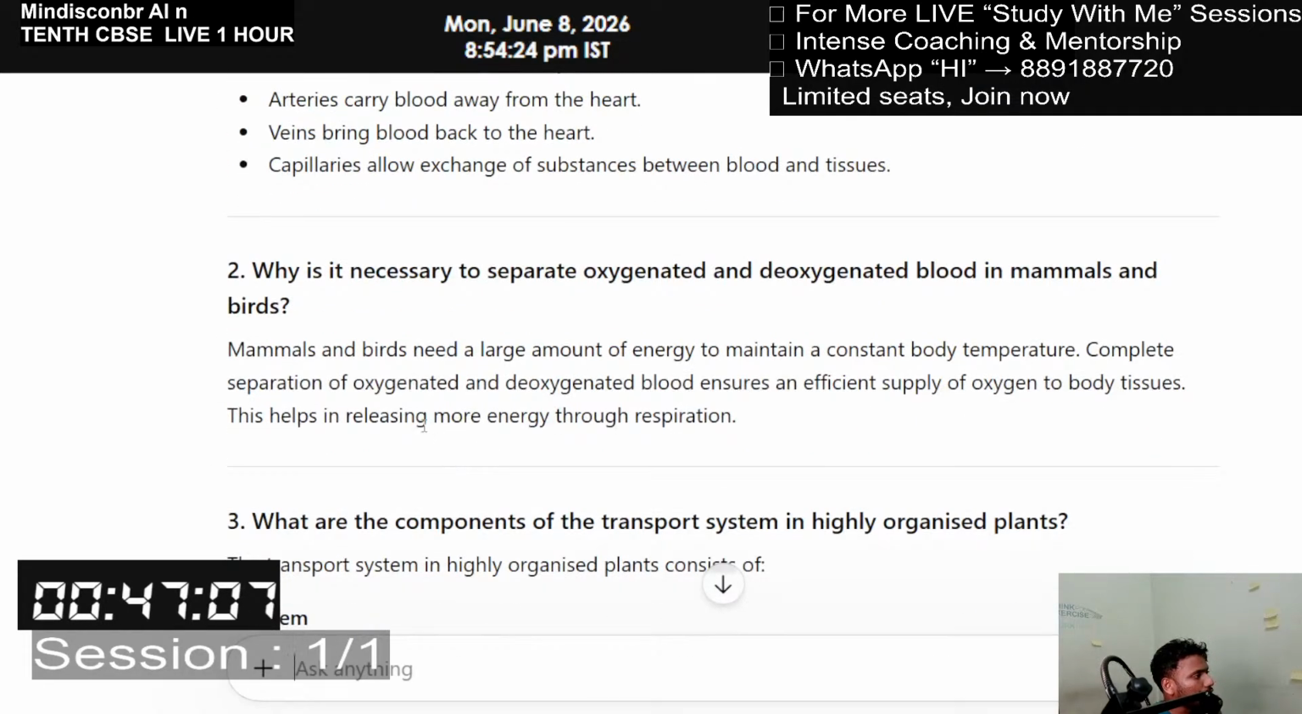Why is it necessary to separate oxygenated and deoxygenated blood in mammals and birds? Mammals and birds need a large amount of energy to obtain a constant body temperature. Complete separation of oxygenated and deoxygenated blood ensures an efficient supply of oxygen to body tissues. This helps in releasing more energy through respiration.